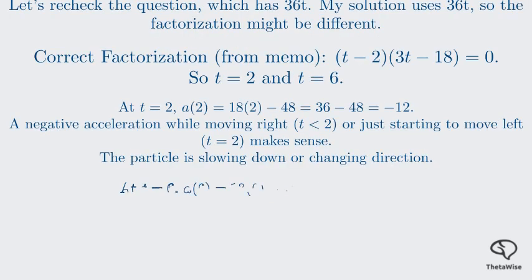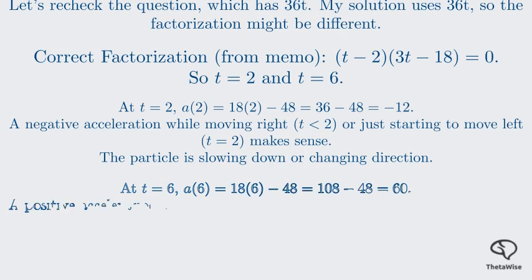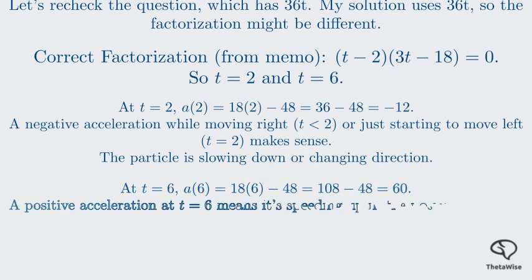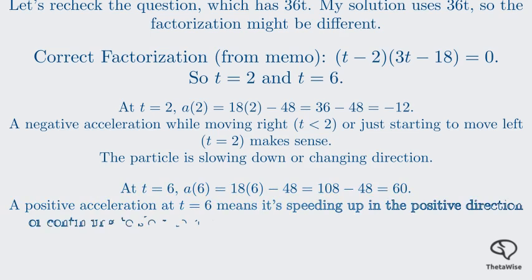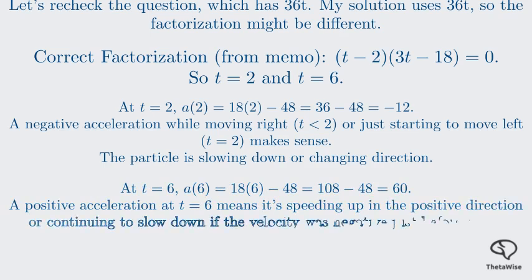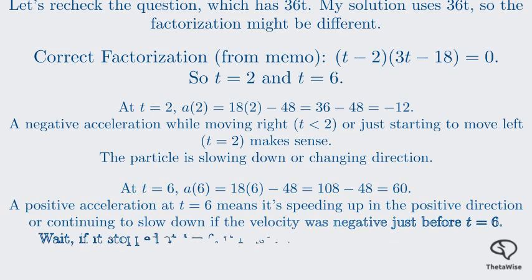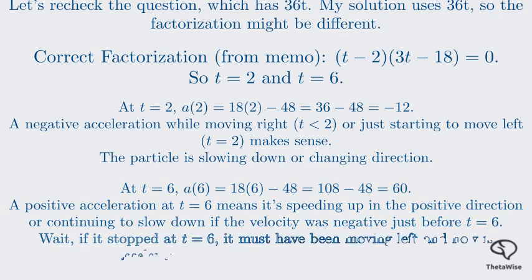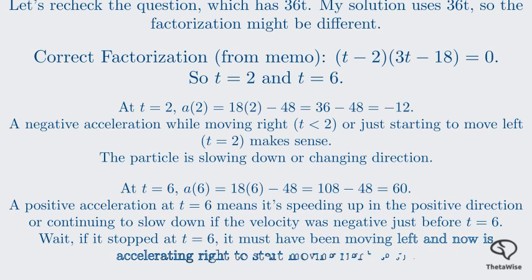At t equals 6, a(6) equals 18 times 6 minus 48, equals 108 minus 48, equals 60. A positive acceleration at t equals 6 means it's speeding up in the positive direction or continuing to slow down if the velocity was negative just before t equals 6. Wait, if it stopped at t equals 6, it must have been moving left and now is accelerating right to start moving right again. In this scene, you have successfully calculated the velocity and acceleration functions from a displacement function and evaluated them at a specific time. You are now equipped to describe the motion of a particle based on its position function.